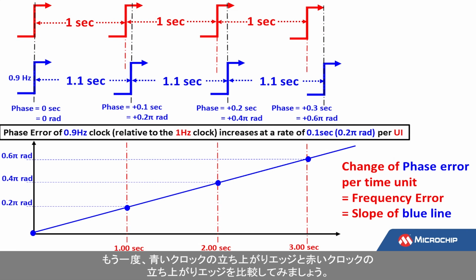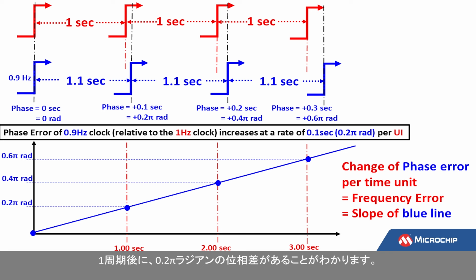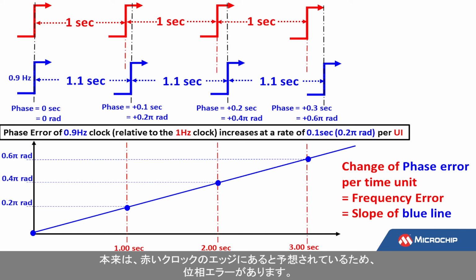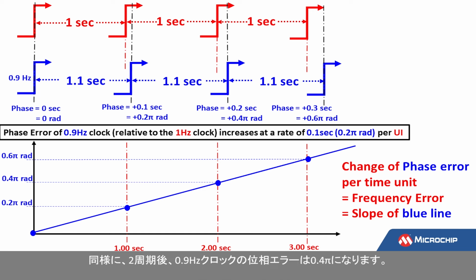And here's how we do it. Again, let's compare the rising edge of the blue clock versus the rising edge of the red clock. After one period, we see there's a phase difference of 0.2 pi radians, and this is a phase error because we are expecting it to be where the red clock edge is. Similarly, after 2 periods, the 0.9 hertz clock has a phase error of 0.4 pi, and so on.